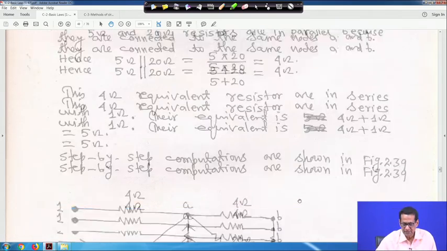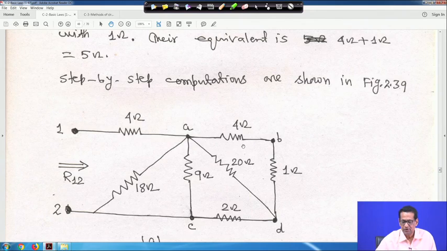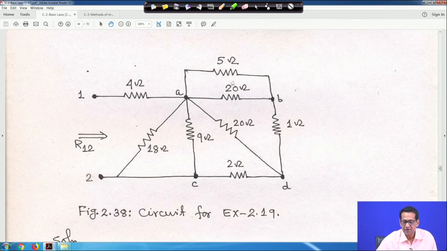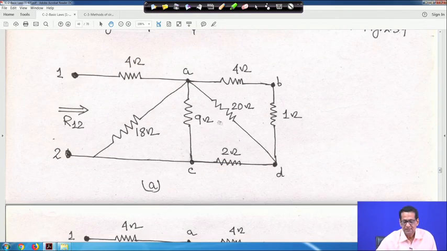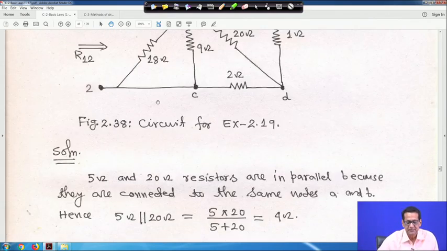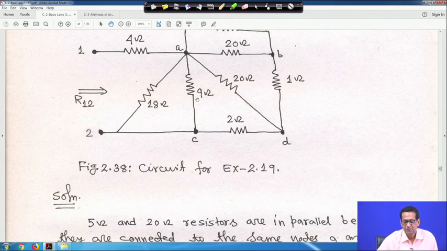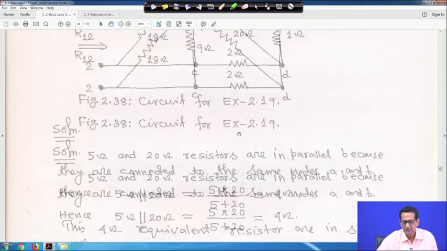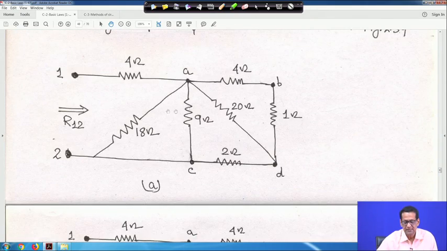So, if you draw the equivalent circuit, this equivalent of 5 and 20, 4 ohm, is connected with 1. So 4 and 1 are in series, right. Look into that 4 and this 1 ohm; the rest remains the same as it is: 4 ohm, 18 ohm, 9 ohm, 20 ohm and 2 ohm, and their node numbering marking, everything remains the same.